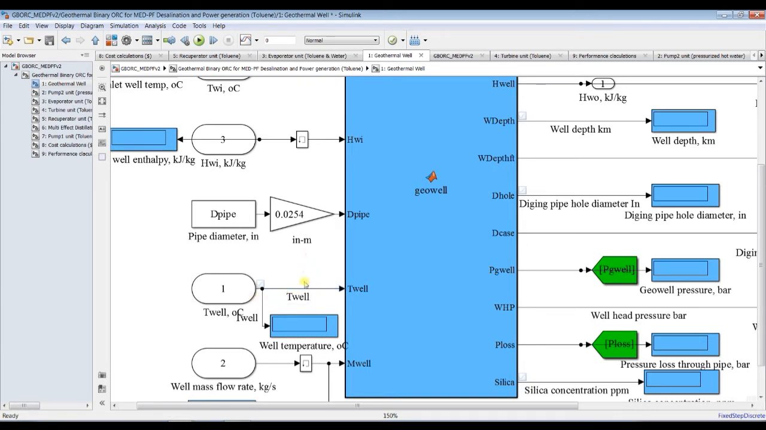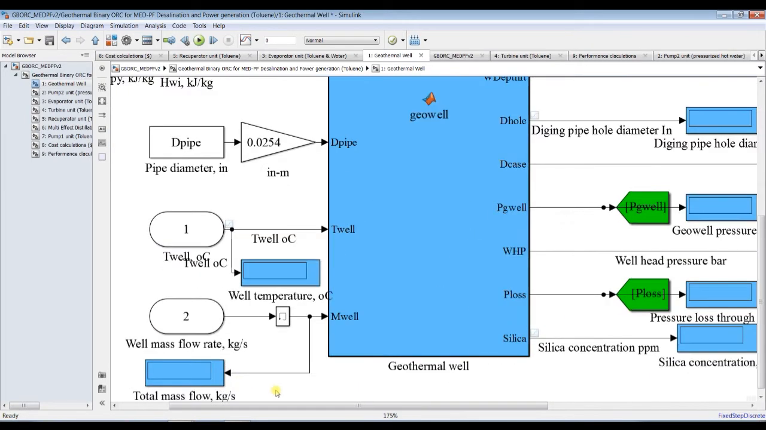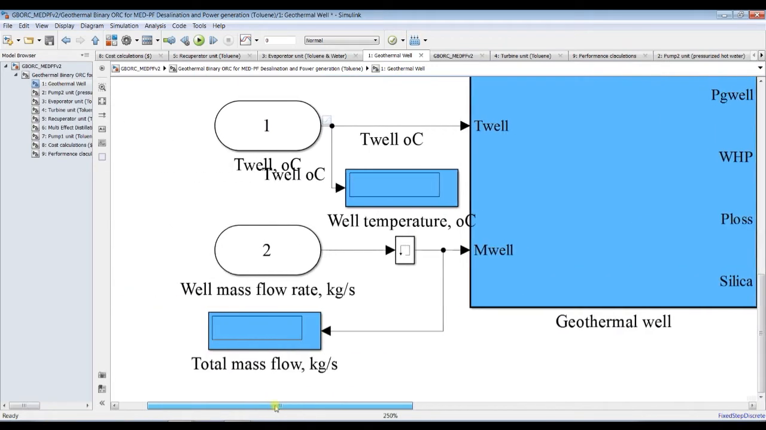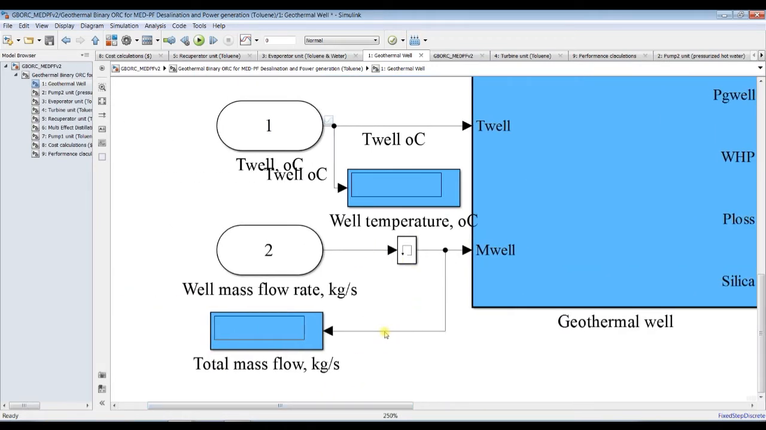I write T well, temperature, because I need to know what the temperature of the well is based on our calculation. And this is mass flow rate, the well mass flow rate, as you can see here. This is output. We need to discover this one also. Let's go and discover. Mass flow rate in kilograms per second.